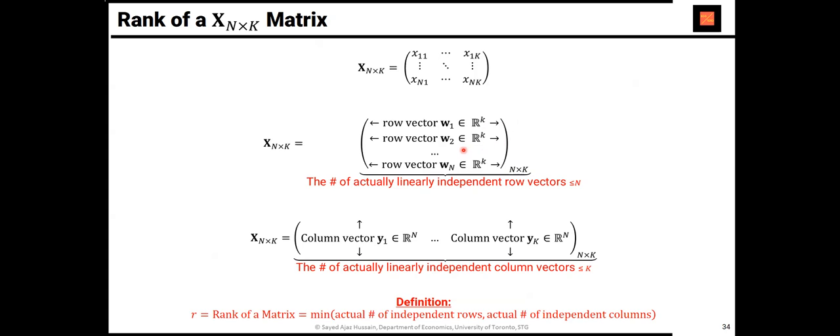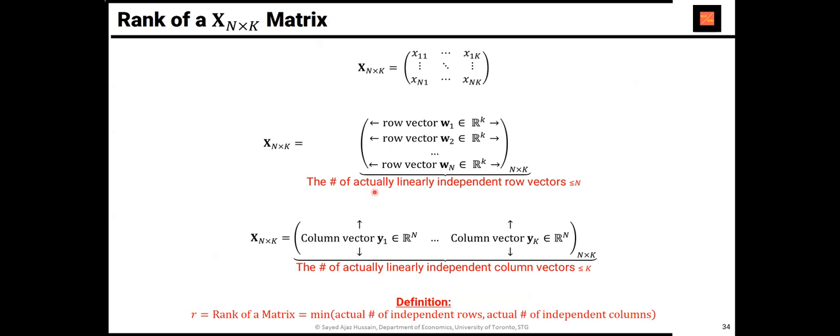I call it w1, w2, etc. And here are the column vectors, which I'll just call y, just for notation. How many row vectors are there? Well, there are n rows here, so there must be n row vectors.